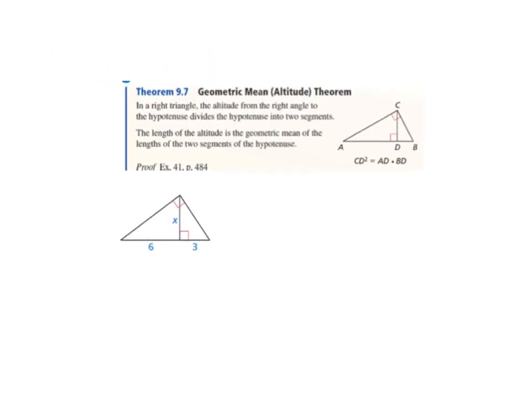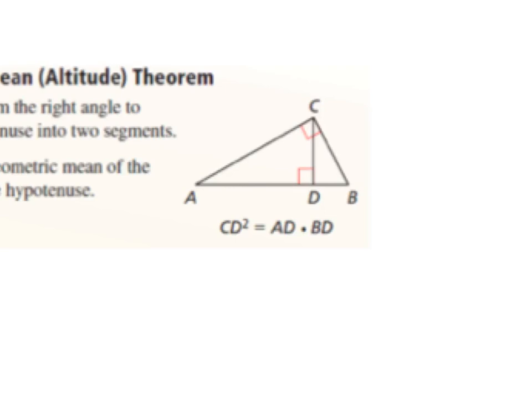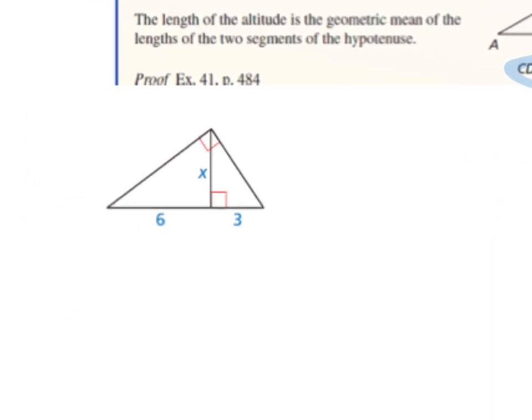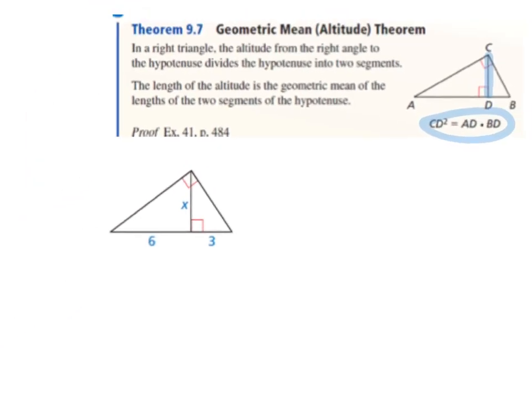Okay. You can also use the geometric mean to find the length of an altitude. So remember, the altitude in this triangle here is from the vertex perpendicular to the opposite side. So that blue highlight is the altitude. And they give you a formula for it. I always think about it as a proportion. Anytime I'm doing anything with geometric mean, I always think proportion.